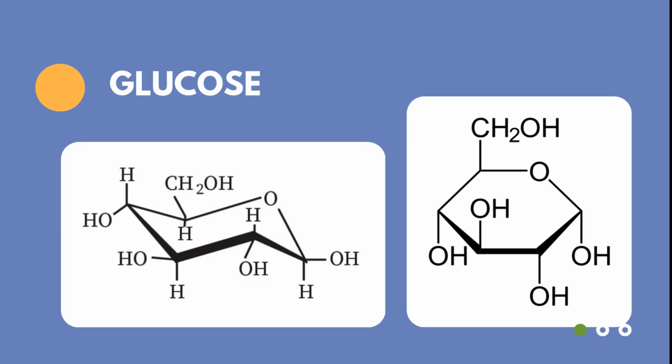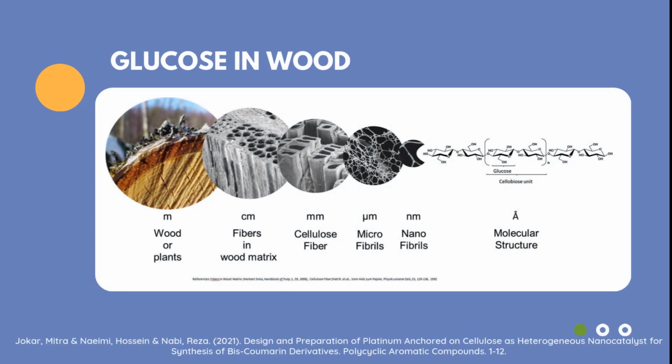On the left here, we see the same ring structure in what we call the chair formation. I wanted to show you this formation because it's used in the next image. On the right, that's glucose in the chair formation in the ring. And glucose, as you see here, is also found in wood. I wanted to bring in this analogy because it's really important and relevant to how we ourselves gain energy from glucose in our body.